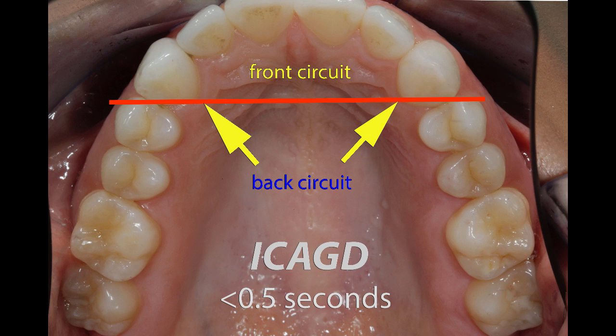ICAGD is used to accomplish disclusion time reduction therapy. ICAGD is an occlusal adjustment procedure used on patients with stable and adapted joints.